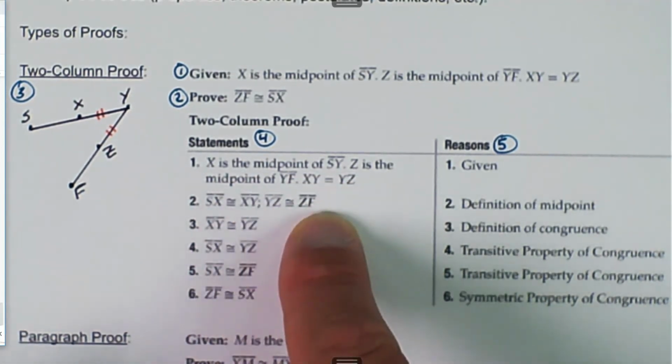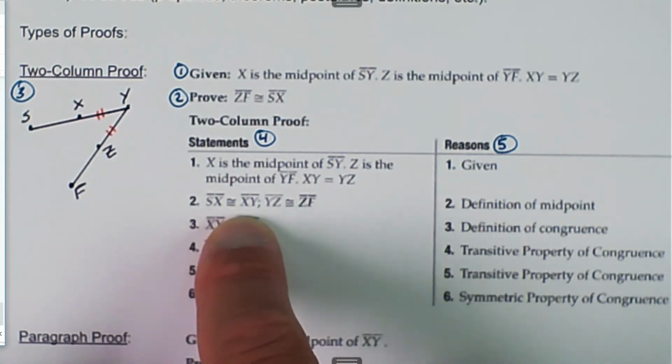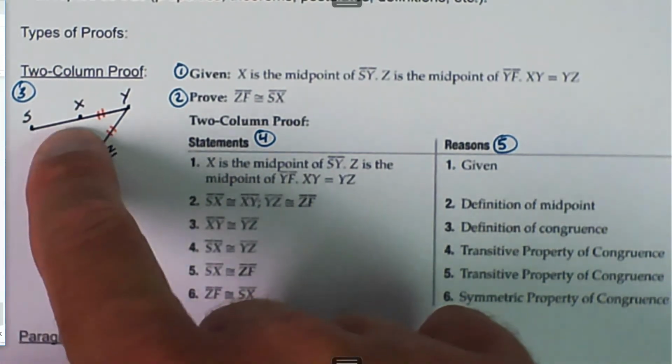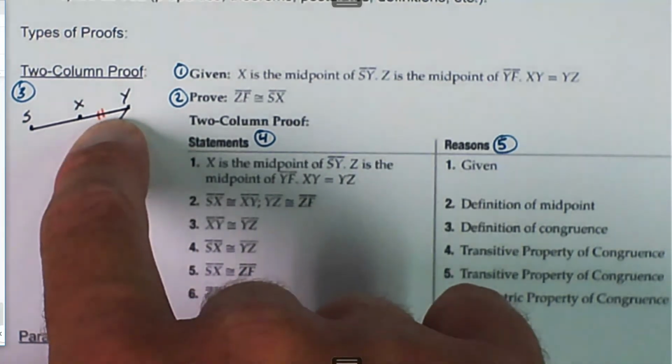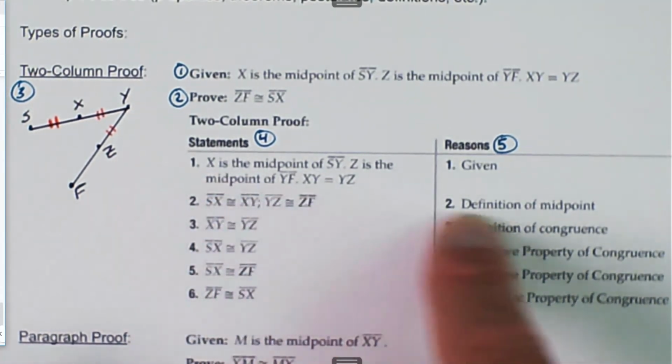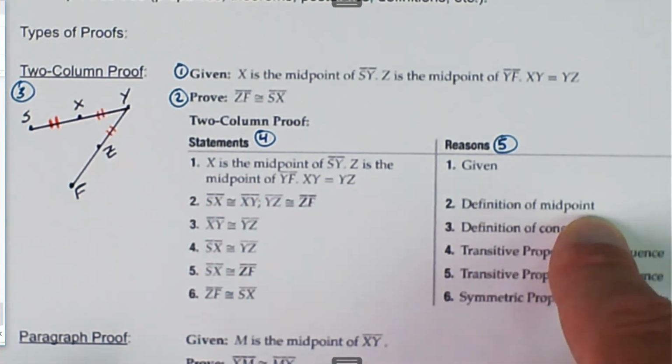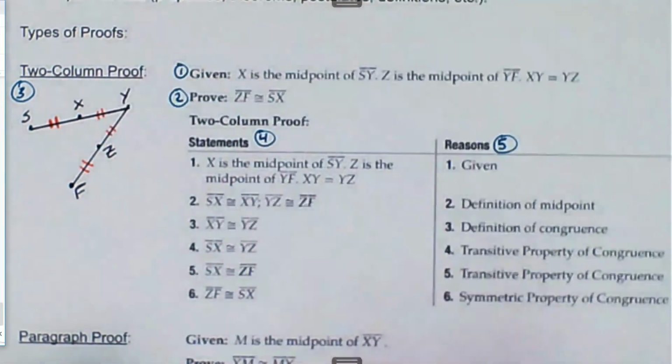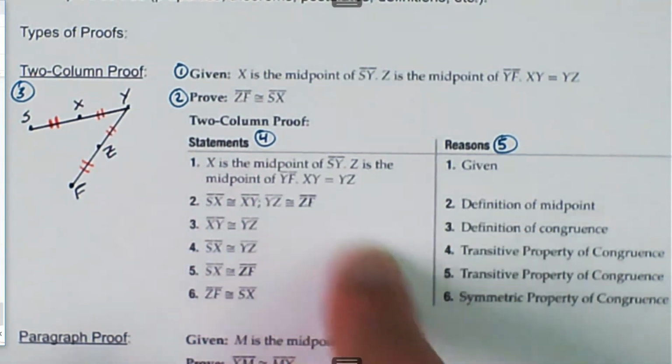Because we were told that X is the midpoint and because we were told that Z is the midpoint, we can say that SX is congruent to XY. And we already have 2 marks there, so we're going to put 2 marks there. The reason that we can say that is because of the midpoint, and the definition of midpoint is it creates 2 equal sides. The other thing that we have here is YZ is congruent to ZF, so we can continue making those marks, and that's the same because it already told us the midpoint.